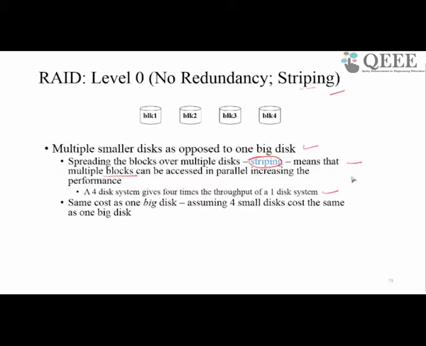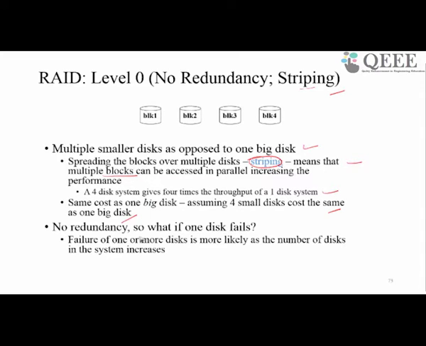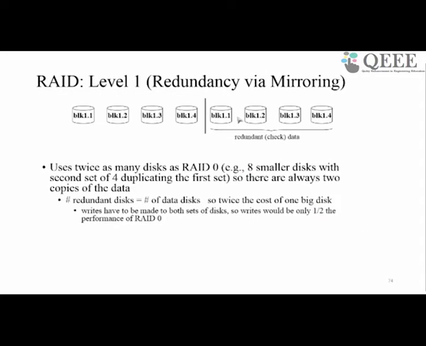At the same cost, what we have simply done is, instead of having one big disk, we have divided it into 4 smaller disks. So the effective speed of access is improved. There is no redundancy. If one of the disks fails, then those blocks cannot be accessed. So this is the feature of level 0 RAID.